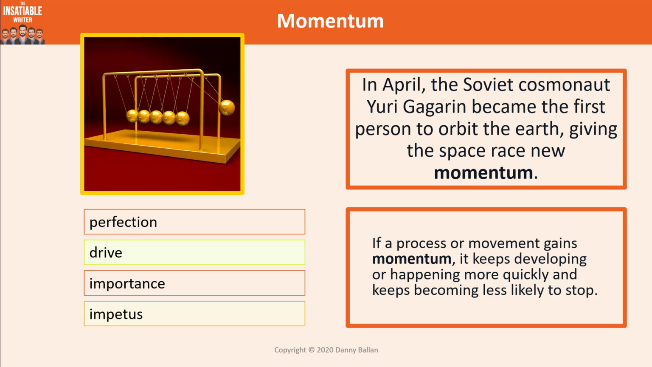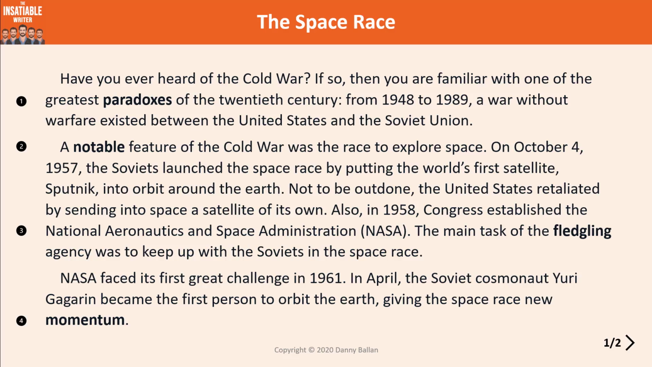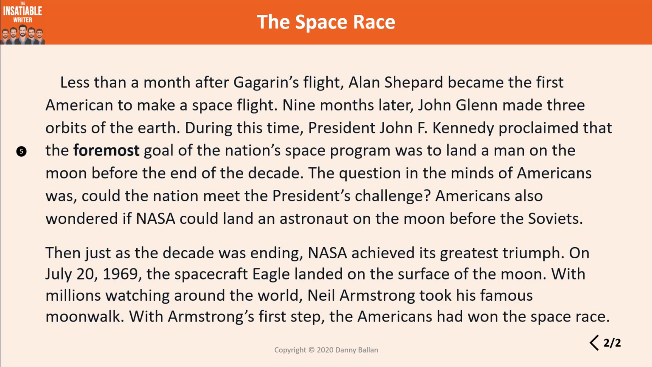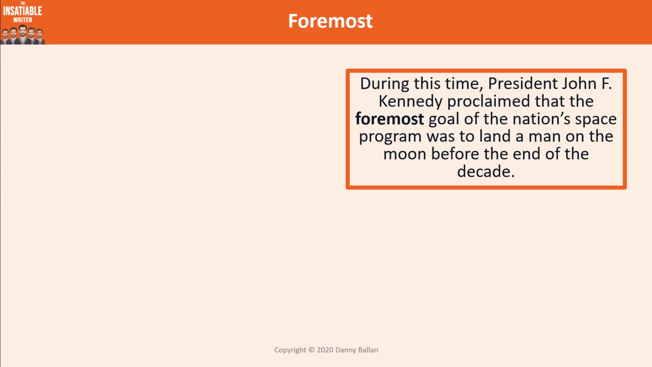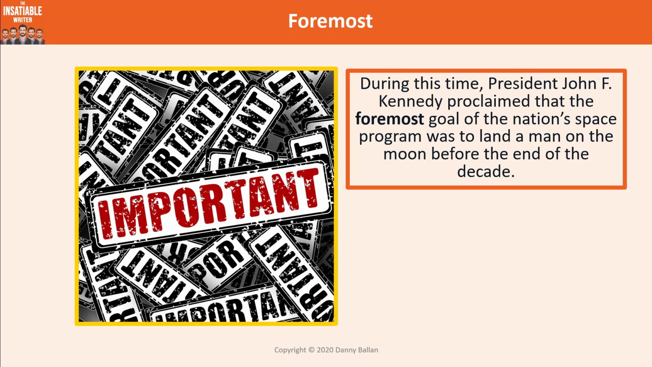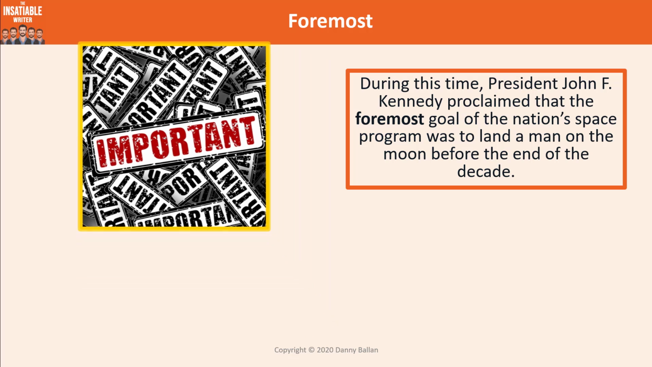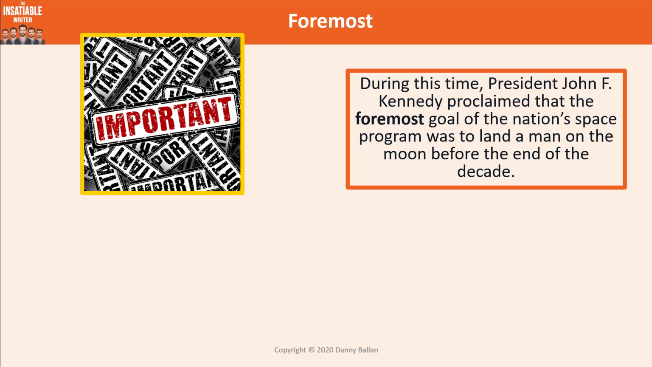Momentum. And now for our last word for today's episode, and that is foremost. Foremost is spelled foremost. In the text, we said during this time, President John F. Kennedy proclaimed that the foremost goal of the nation's space program was to land a man on the moon before the end of the decade.